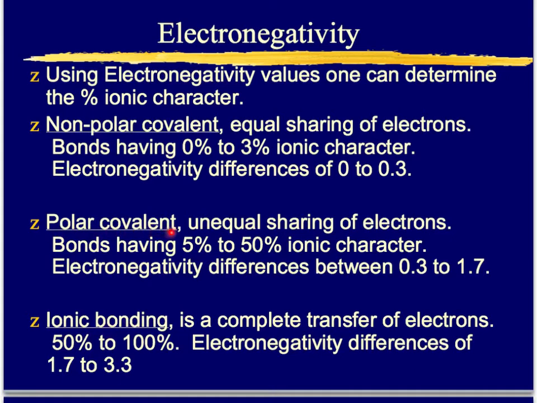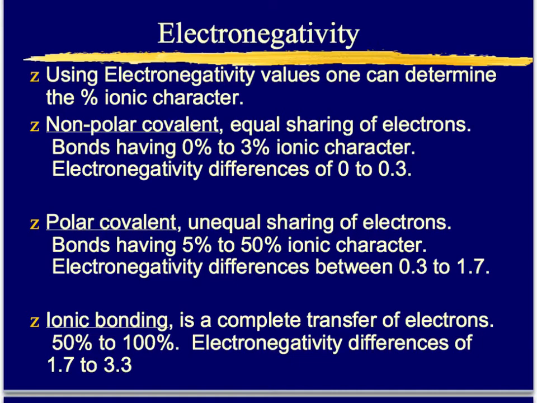So the second kind of bond that we might see are these polar covalents. So we're still sharing electrons, but notice we have an unequal sharing now, so that's why we call them polar bonds. And these have between 5 and 50% ionic character. So they're still covalent because we're still sharing, but they definitely have an unequal sharing going on. And so we'll know that it's a polar covalent if we have electronegativity value differences between 0.3 and 1.7.